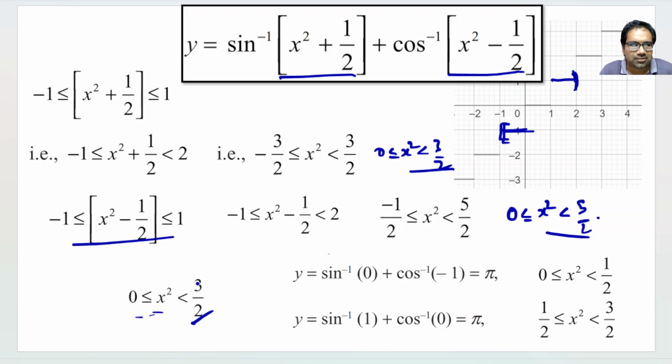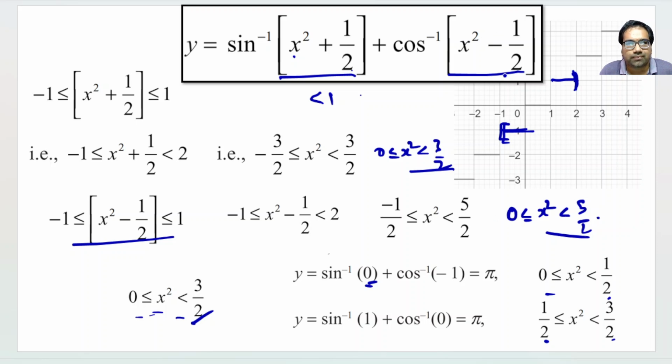So now let us break this x squared into 0 to 1 by 2 and 1 by 2 to 3 by 2, because there is a 1 by 2 here. First, 0 to 1 by 2, where x squared is less than 1 by 2. What will happen to x squared plus half? The greatest integer function of x squared plus half will be less than 1. Right. This will be less than 1. So the greatest integer function of this should be equal to 0.